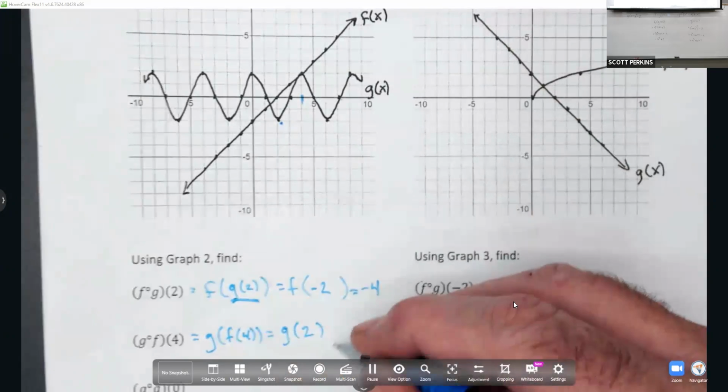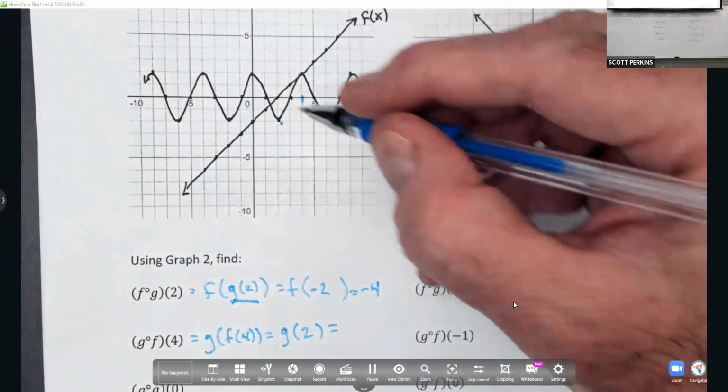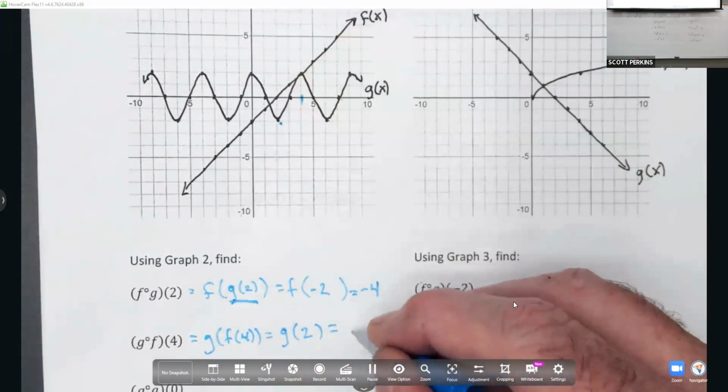Now I go through, what's the value of the function g, the curvy function, the wavy one? What's the value of that at the x value 2? -2. We just saw that a moment ago.